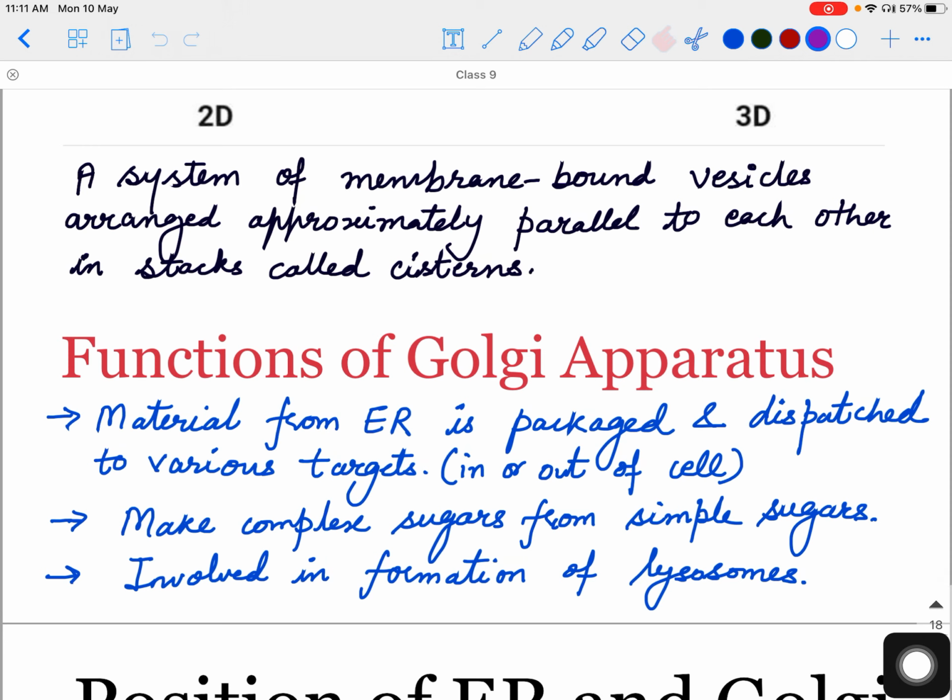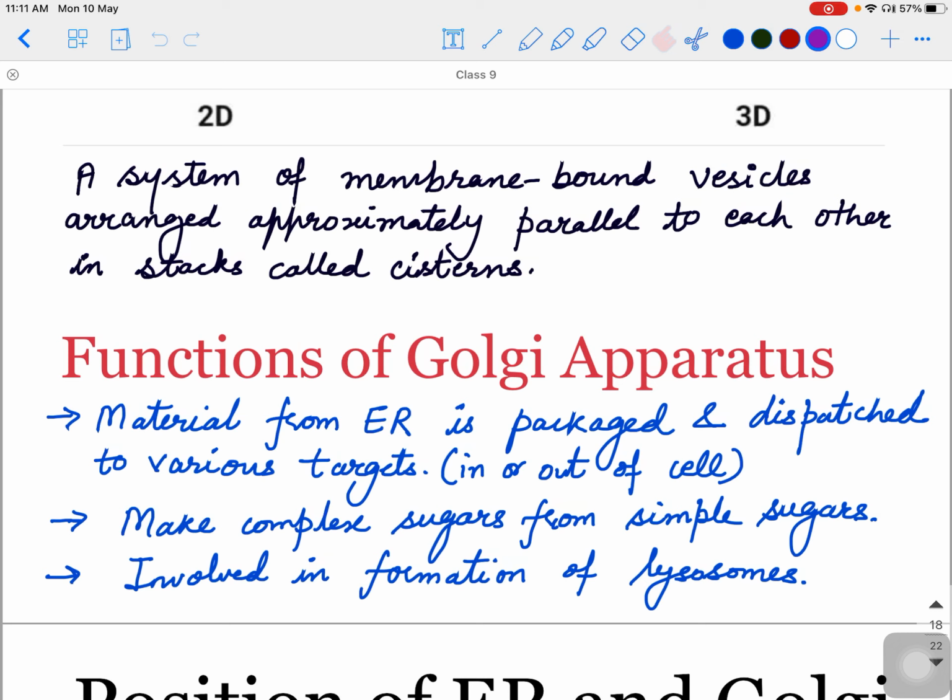First is, with the help of Golgi apparatus, material from endoplasmic reticulum, that is rough endoplasmic reticulum, is packaged and dispatched to various targets. The material from ER can be transported within the cell and it can be transported outside the cell also. So, Golgi apparatus helps in the transportation and modification of material that comes from endoplasmic reticulum.